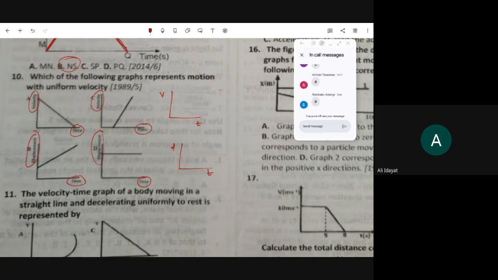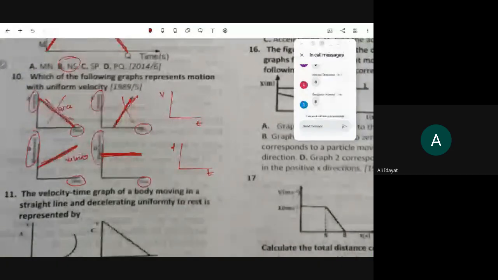Now, this one is an acceleration graph. This one is a velocity graph. I told you that a velocity time graph is talking about acceleration. Displacement time is talking about what? Velocity. So this one here is uniform deceleration. It's wrong. This one here is uniform acceleration. It's wrong. The question wants uniform velocity. This is where you have uniform velocity. This place you have constant velocities.